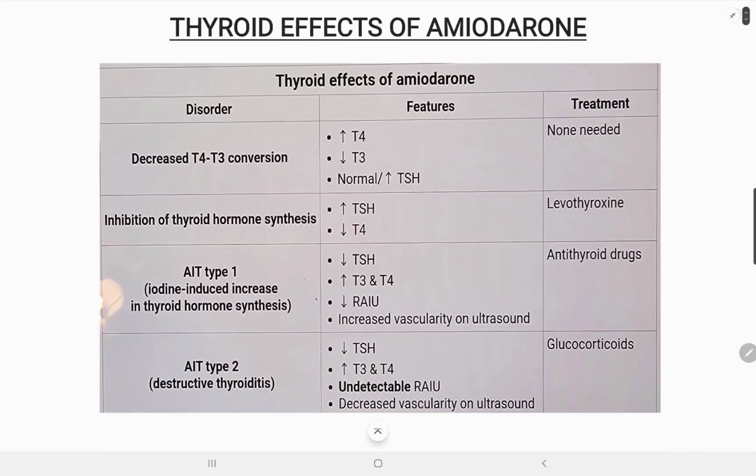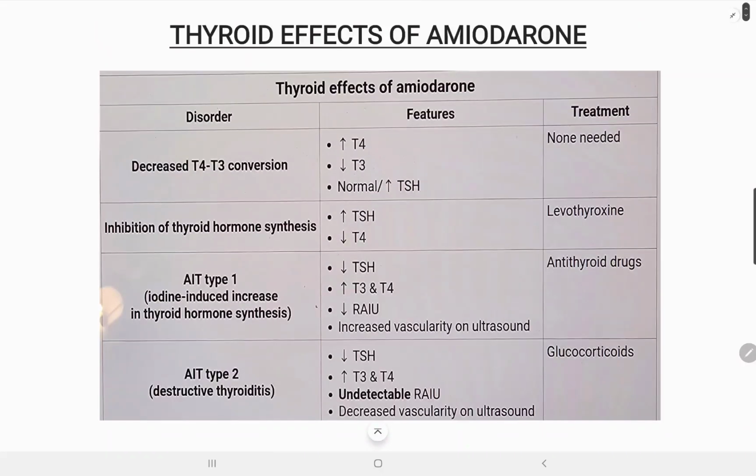As for the lab values, in type 1 you can see decreased TSH, which would be the same in type 2. T3 and T4 would be high in both subtypes, but the differentiating factor would be the radioactive iodide uptake, which would be low in type 1 and undetectable in type 2. The other differentiating factor would be the ultrasound, where there is increased vascularity in type 1 and decreased vascularity in type 2.